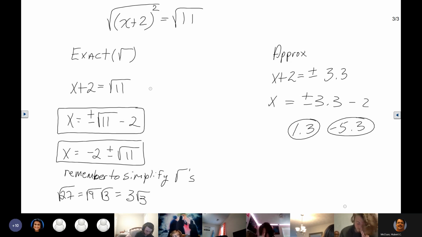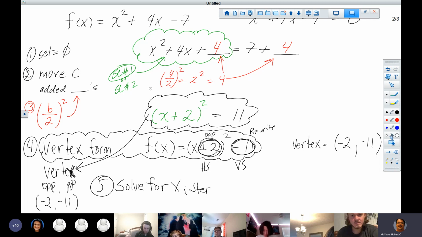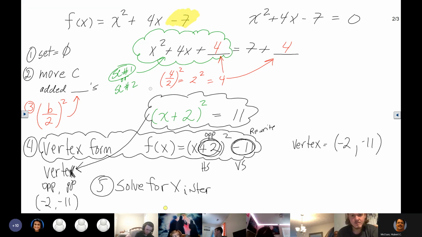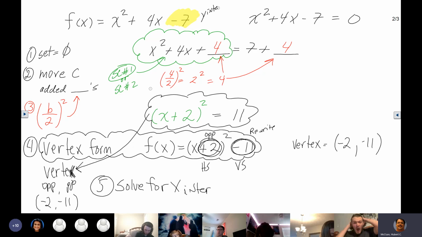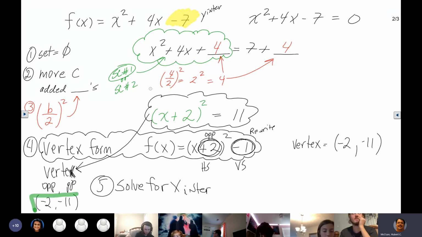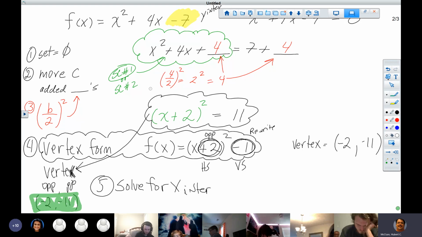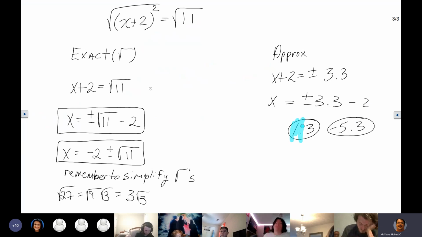What do you mean? Well, we have the previous page. Let's write down what we have. We have the y-intercept. I need y'all to write this down for me because I've got to take it to the next page. The y-intercept is -7. The vertex is -2, -11. And the x-intercepts are 1.3 and -5.3.